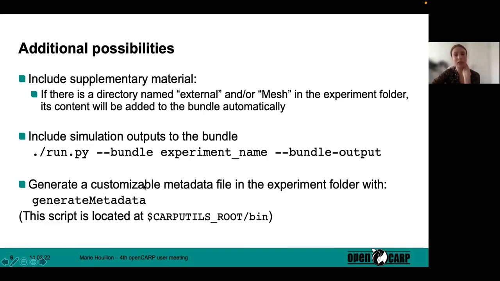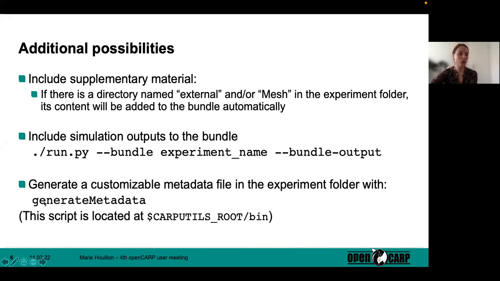When you create a bundle, there is a metadata file which is automatically added to the bundle. In there are some metadata about openCARP, about your experiment, the date of creation, etc., and also about you. If you added your name, your email, and your ORCID to the CARP utils settings files, this will also be added to the bundle. But you can also customize your metadata file and add additional information.